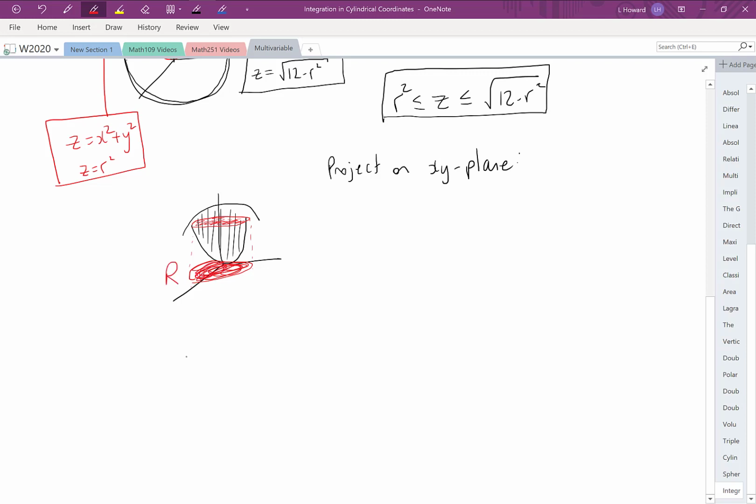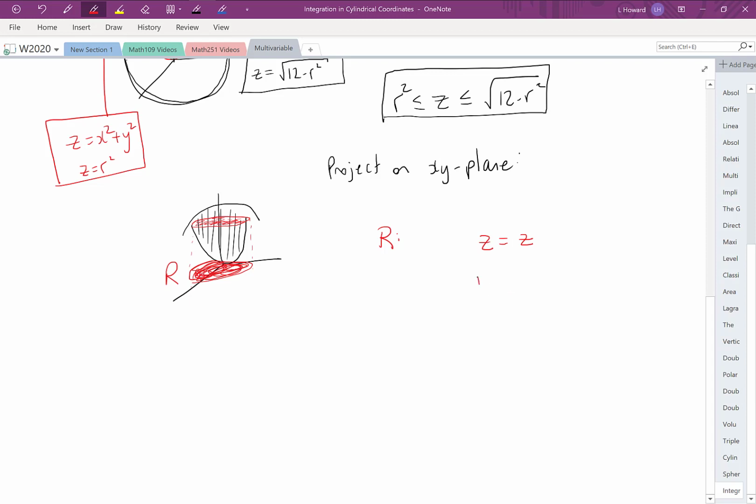We're going to call that R. So our goal is to describe R. That's going to give us our limits of integration for the variables radius r and angle theta. Okay, so to get R, it's really coming from the widest point where the two surfaces intersect. So we would normally say z equals z to make that happen.